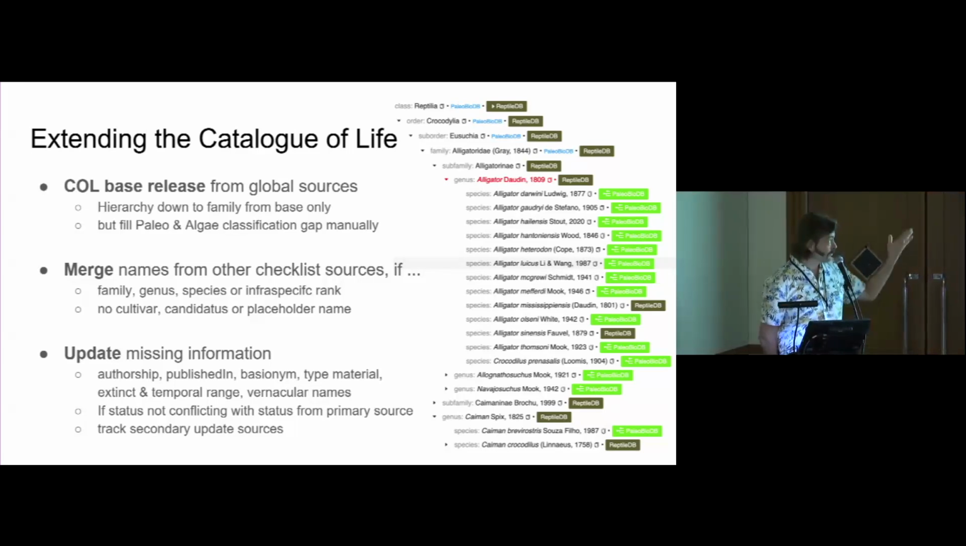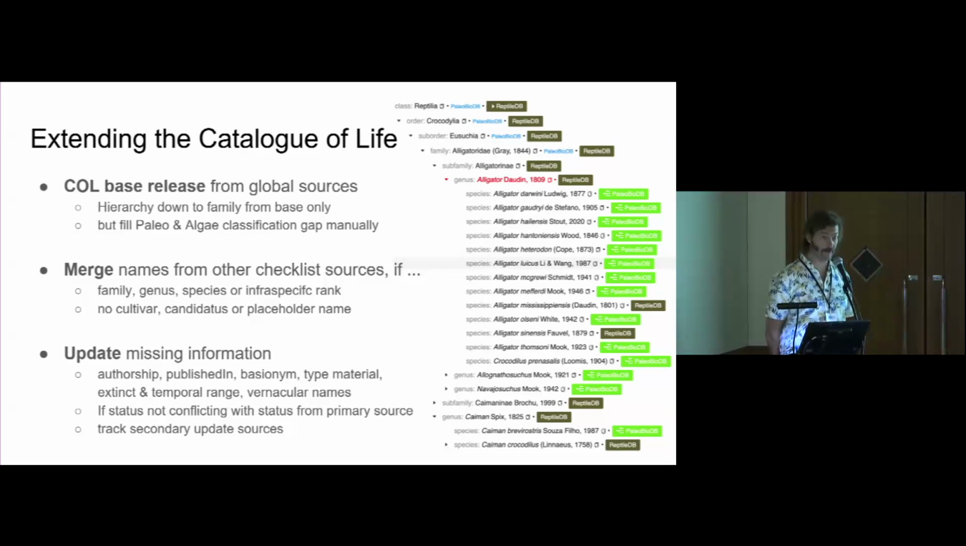With the exception of some paleo groups and algae, where we're having troubles in the Catalogue of Life because we can't use AlgaeBase any longer, and there's a big gap in algae. So we do a manual classification there as well to give some backbone skeleton, basically, that we can then match other species to.